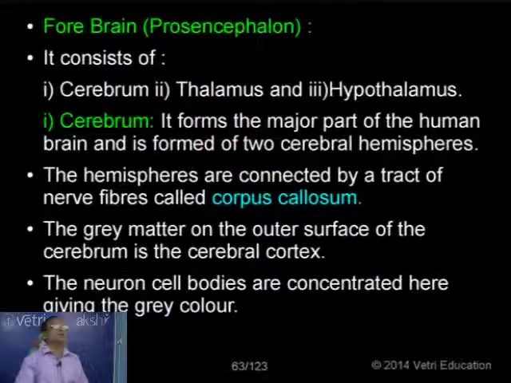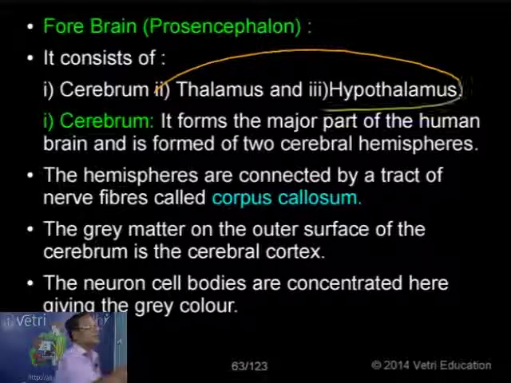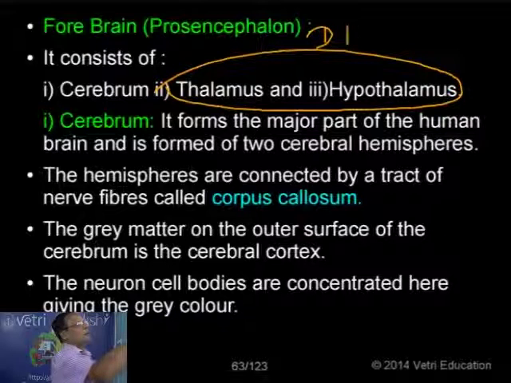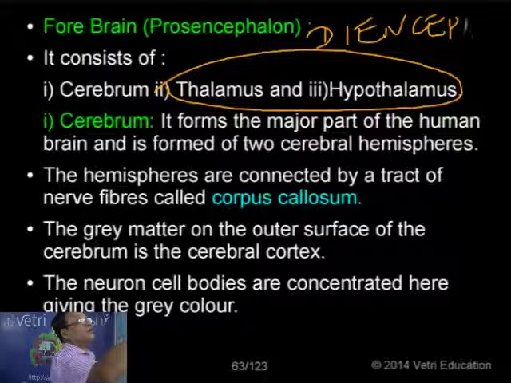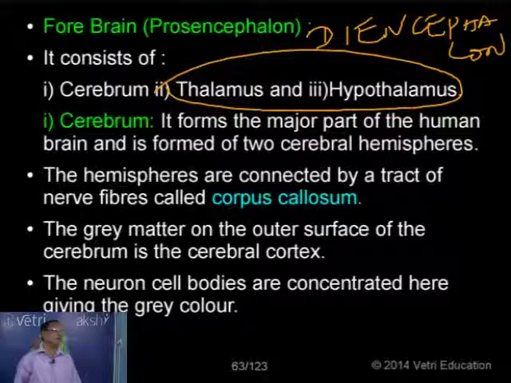Now let's see about the forebrain, which is also technically called the prosencephalon. It consists of three major divisions, which I mentioned earlier: cerebrum, thalamus and hypothalamus, and the thalamus and hypothalamus together are called diencephalon.